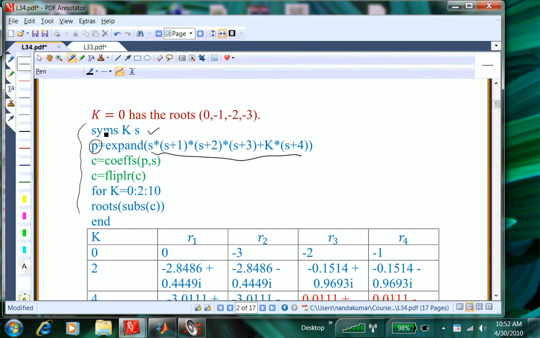What would p be? A number or a symbol? It's an expression. It's symbolic processing. So expand is a symbolic processing function which expands it and produces p as an expression.